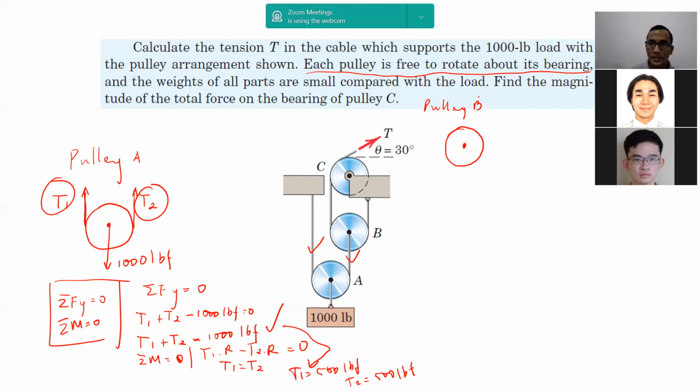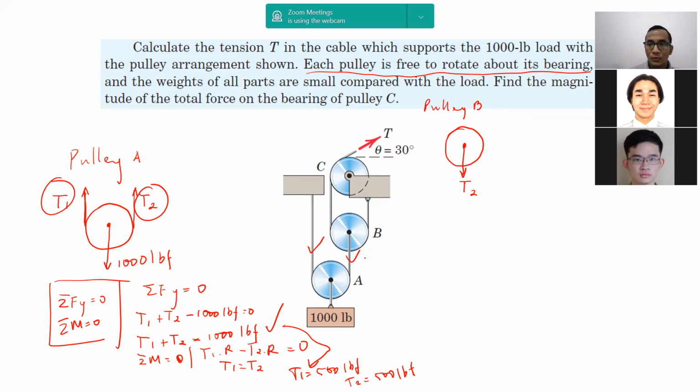What force is acting on pulley B, Mario? T2, at the center. Which way is it going? Down. Correct. For some of you, maybe you are wondering why T2 is going down here. Remember, it's action and reaction. So if it's going up at pulley A, it's supposed to be going down at pulley B. And remember, it's always tension, so at pulley B it will pull the pulley down like that.